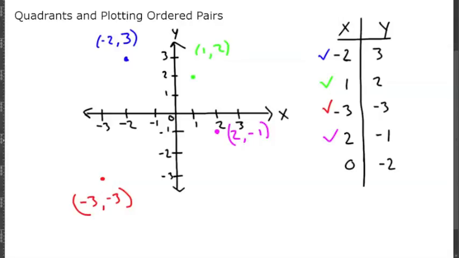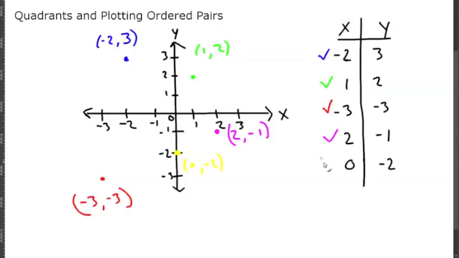And last but not least, we have 0, -2. 0 means we're not moving anywhere in the x direction, so we're not moving horizontally at all. We're only moving vertically, and we're moving down 2. 1, 2. So this is the point 0, -2.